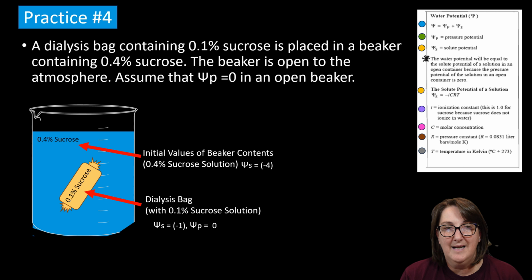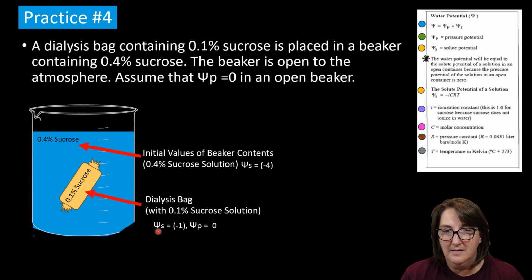All right, number 4. A dialysis bag contains 0.1% sucrose and is placed in a beaker containing 0.4 sucrose. The beaker is open to the atmosphere, so that means 0 pressure. Okay, assume that the pressure is 0 in an open beaker. So here I have my initial value of my beaker contents, 0.4 sucrose solution. My solute potential is a negative 4. So they're already telling you they've already solved for it. So this is a negative 4 bars solution.